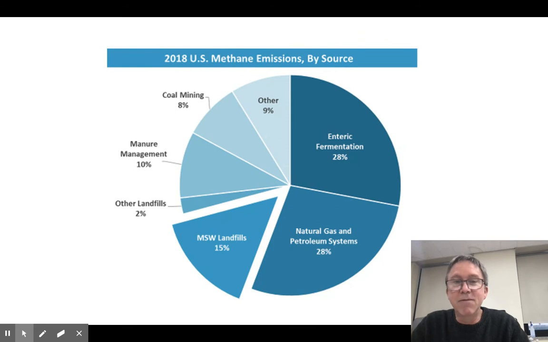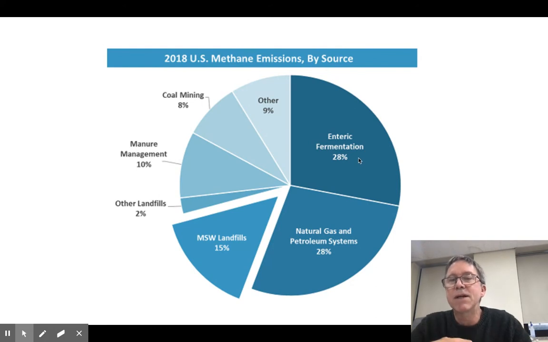This is pretty stunning, really, if you look at this. So where does the methane in our atmosphere come from? Well, 28% of it, as we talked about earlier when we were talking about farming, comes from cows and other ungulates, the ones that have that stomach in the front where they have bacteria.